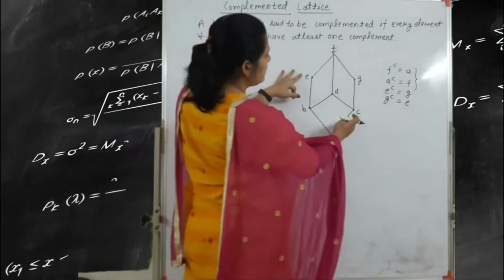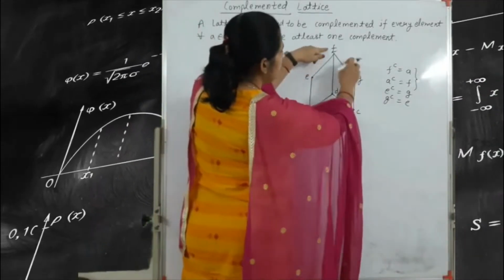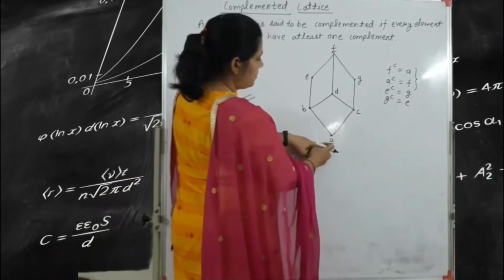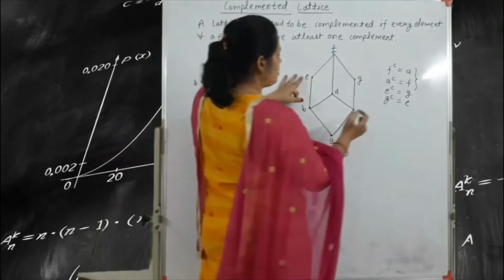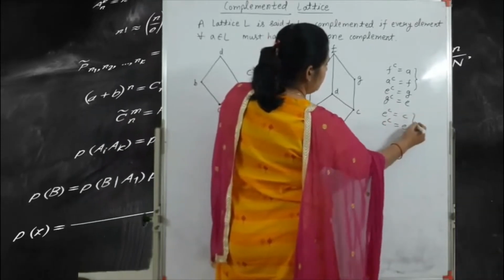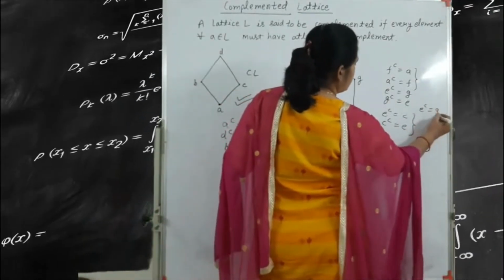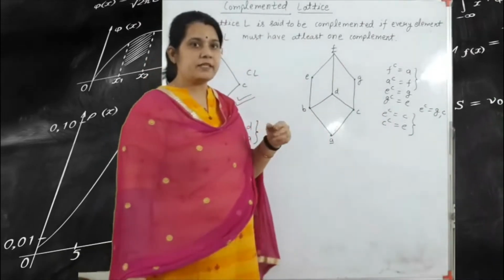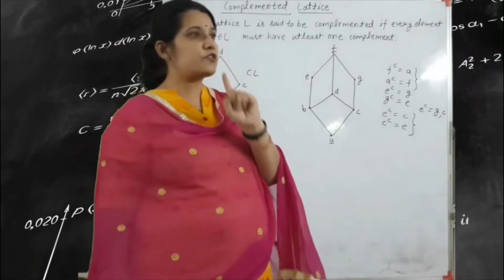Next we consider E and C. The join is F and the meet is A, so E and C are complements of each other. So the complement of E is C and the complement of C is E. That means the complement of E is G, and also C. So more than one complement is present here, and that is okay, because our condition is that each element must have at least one complement.